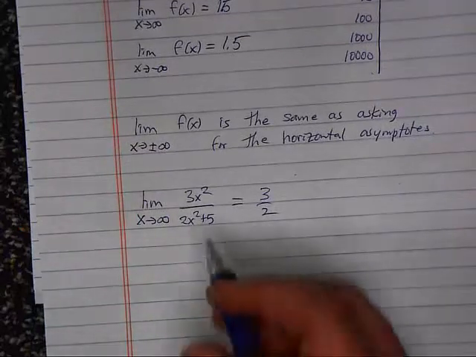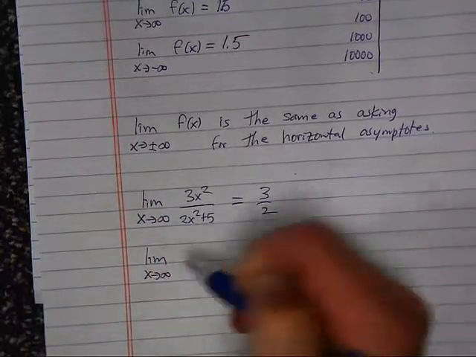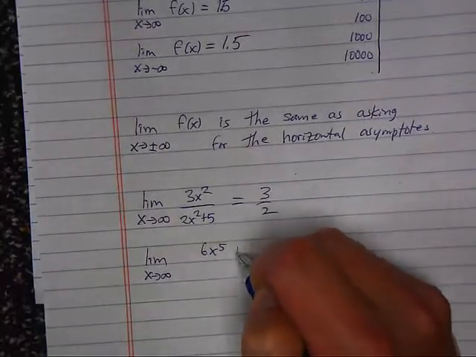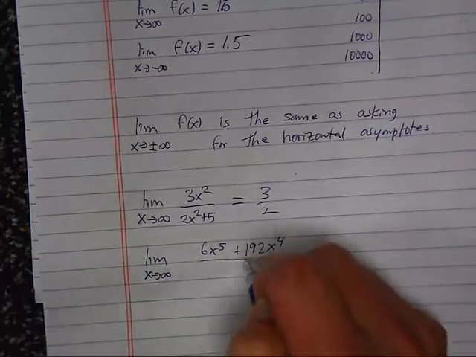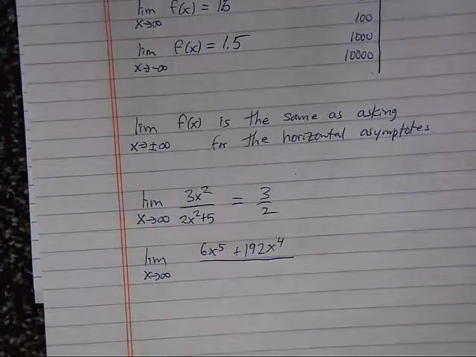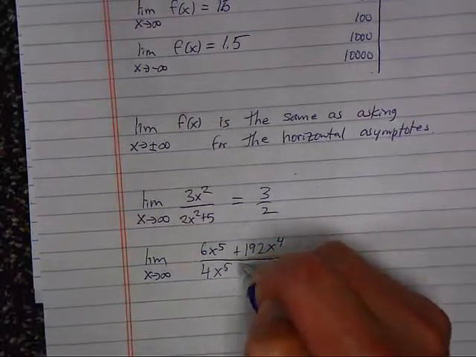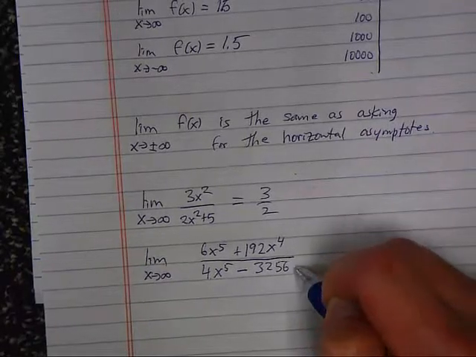Okay, so you're telling me that if I have limit as x goes to infinity of, say, 6x to the 5th plus 192x to the 4th divided by 4x to the 5th minus 3,256x cubed.